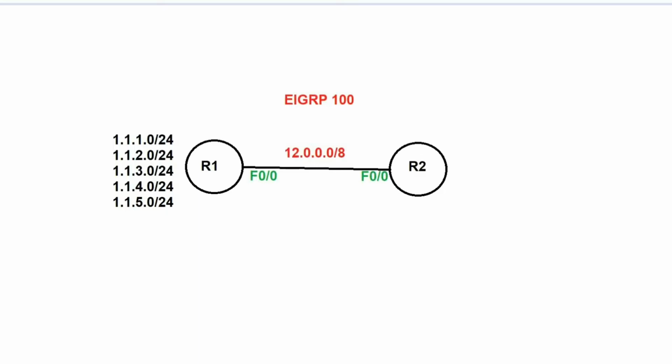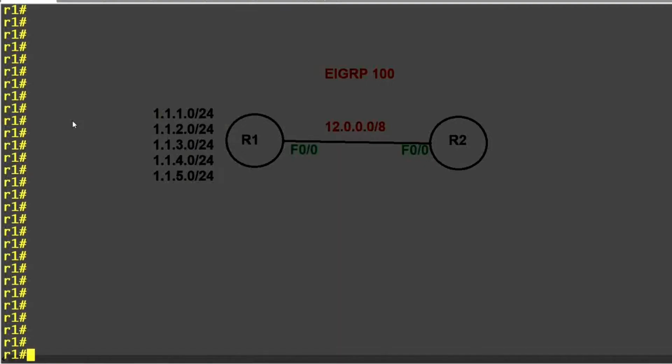So I have telnet access. As you know, I can access my router through a console cable or via telnet and SSH. So I have telnet access to both routers, R1 and R2. R1 and R2 are directly connected. So as you can see, I have access to router 1 and router 2 in SecureCRT.